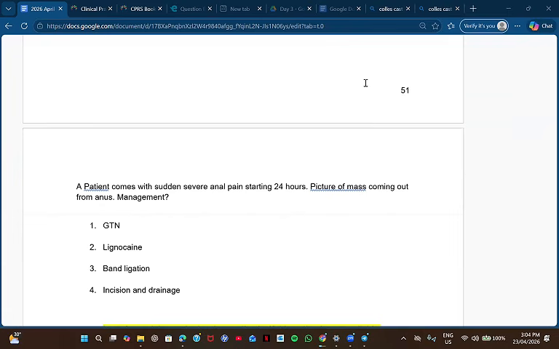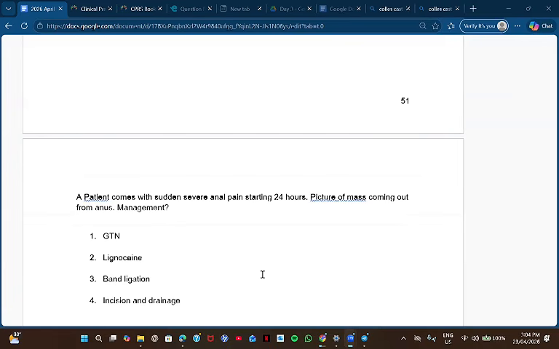Hemorrhoids, right? Hemorrhoids also we have two different types: external hemorrhoids and internal hemorrhoids. Now tell me the different features of external and internal hemorrhoids. First, is internal painful or painless? Internal one is usually painless, right? Then what are the types of internal hemorrhoids?